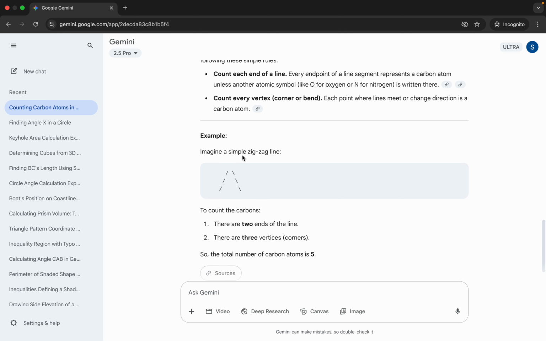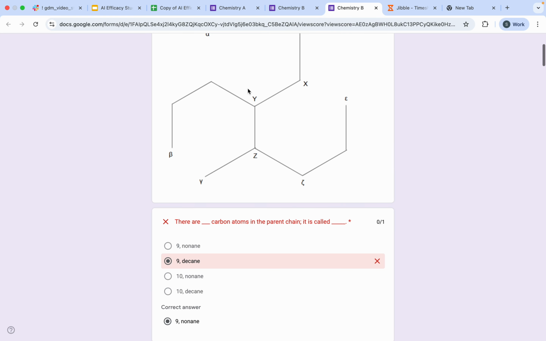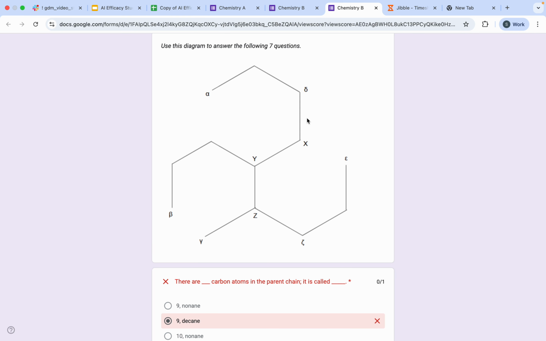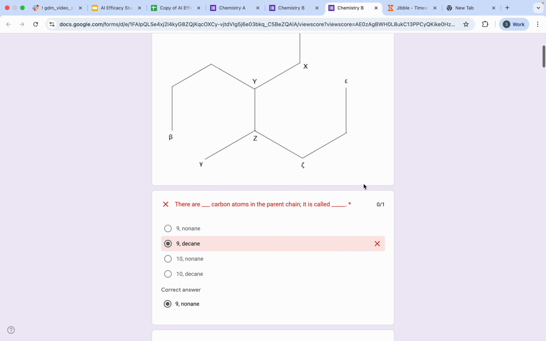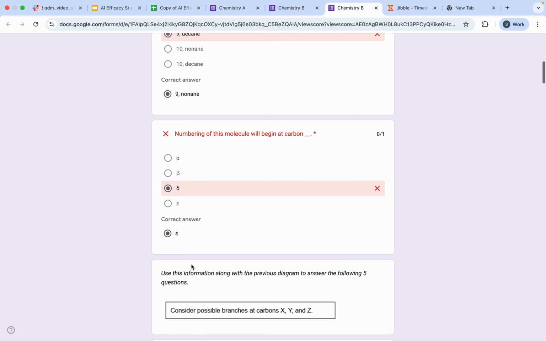So here to count the carbon, there are two end of lines. There are three vertices. Okay, so 1, 2, 3. So the total number of carbon atoms is 5. So as per this figure, it will be what? 1, 2, 3, 4, 5, 6, 7, 8, 9, 10, 11, 12. Okay, so I think this 9, no, 9 is the right one.